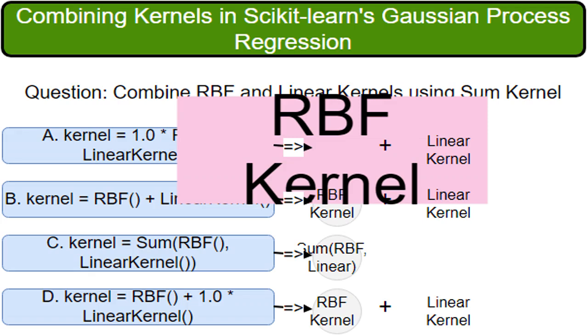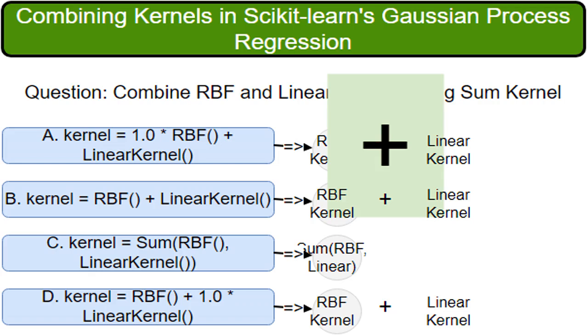I'm representing a radial basis function kernel, a common kernel type in machine learning used to measure similarity based on the distance between data points. Think of it as measuring how close two data points are in a high-dimensional space. This plus sign means I'm adding another kernel to the RBF kernel. We're combining kernels to improve the model's flexibility.